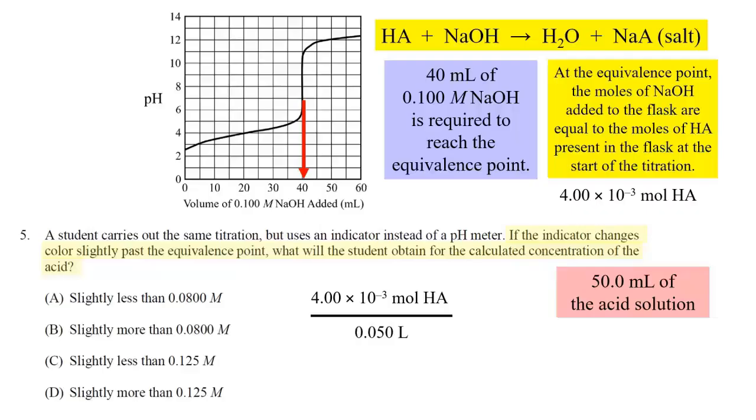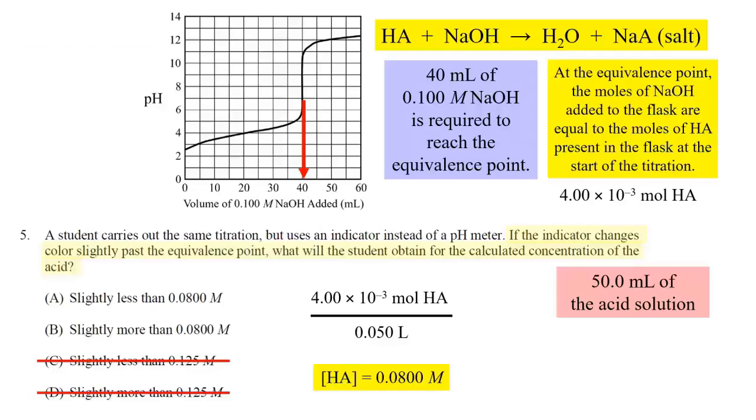And if I do this math, 4 times 10 to the negative 3 divided by 0.05, well, there it is. I get one of the numbers that was mentioned in these 4 choices. So 0.08 is the correct concentration of this monoprotic acid. Let's go ahead and eliminate choices C and D. But is the correct answer to question 5 slightly less than or slightly more than?